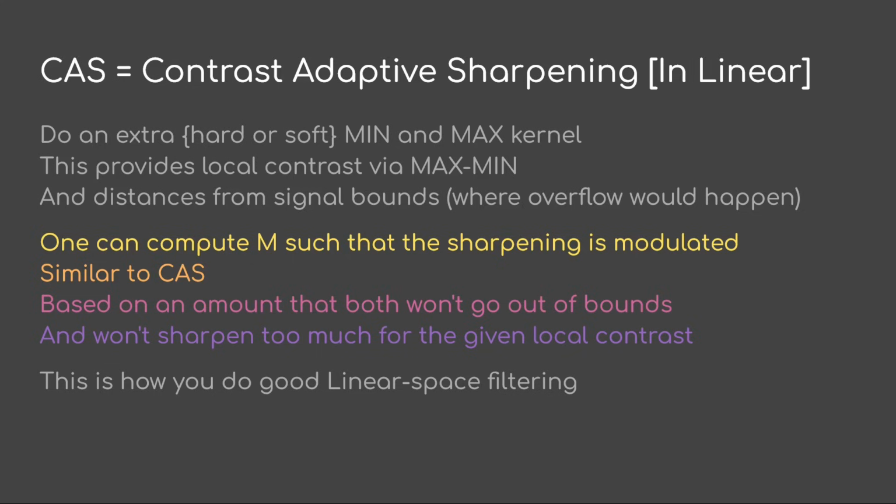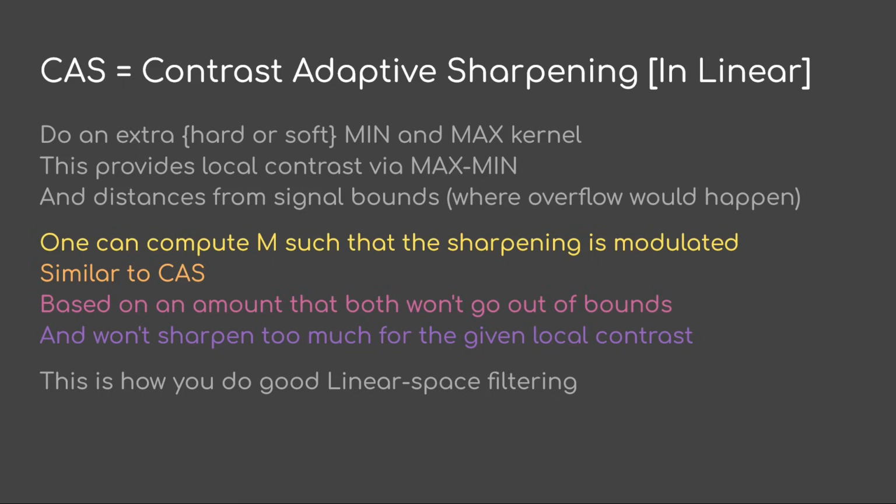Now we're going to talk about contrast adaptive sharpening, in linear of course, with respect to this kernel. First you need to do an extra hard or soft min and max kernel. Hard would be like only mins, and soft would be like a blend of two different mins, preferably the soft one.